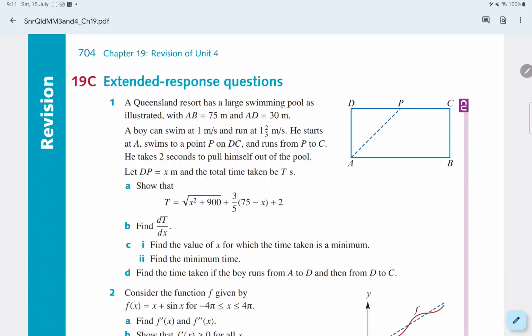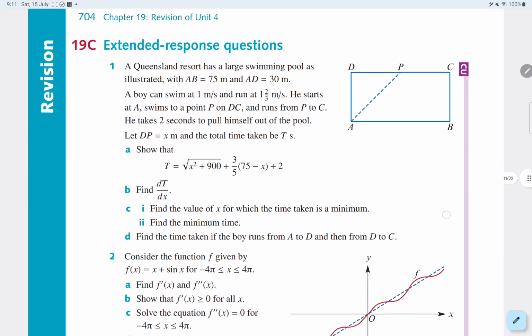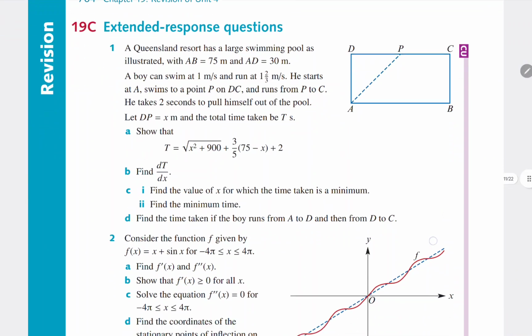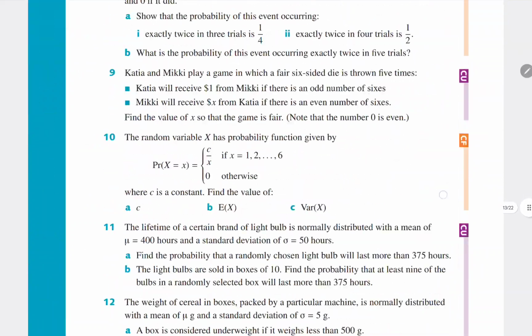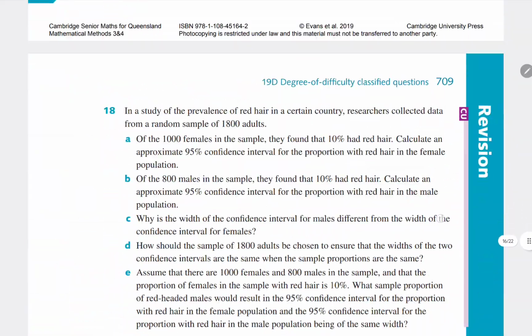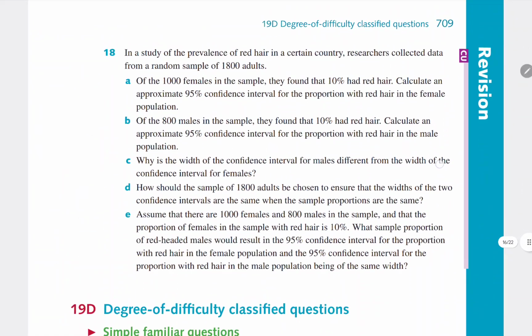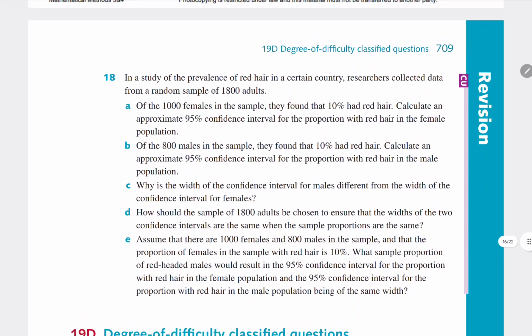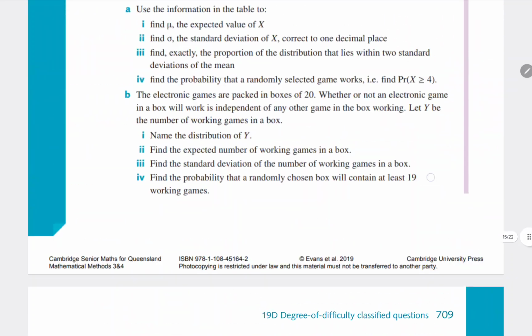Okay. Right, for section 19C, there are I think 18 questions. Extended response. I'm assuming all of these are calculator questions, and it goes up to 18. Now I think out of everything, only question 18 is the confidence interval one. The rest of it is not confidence interval.